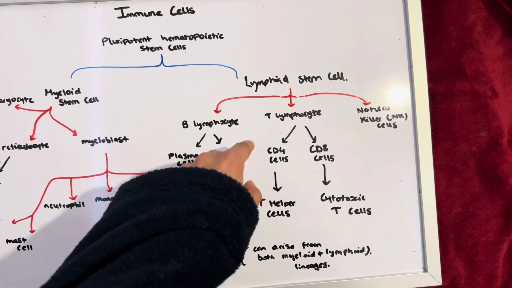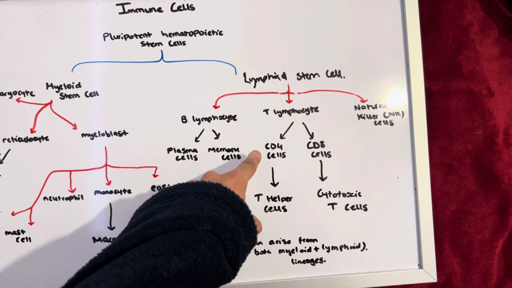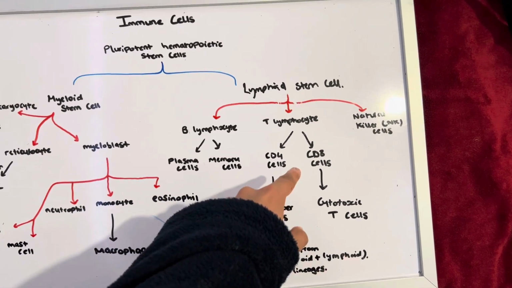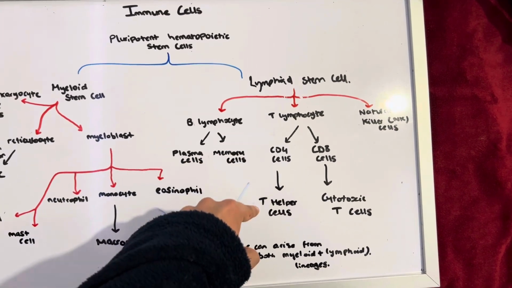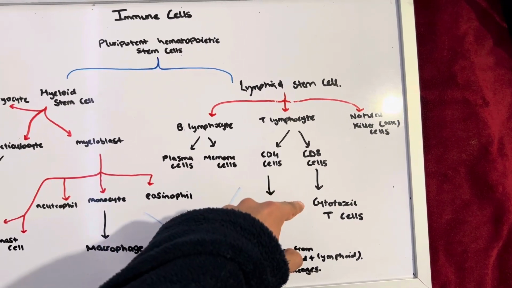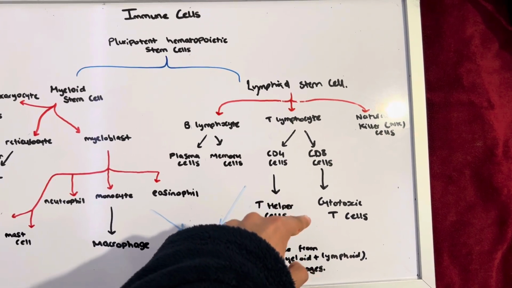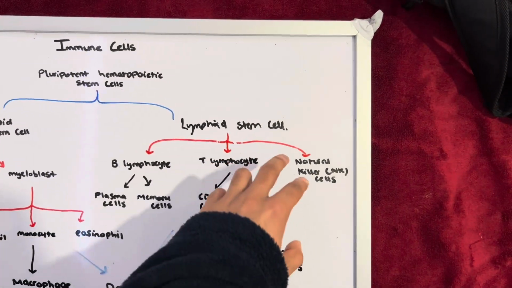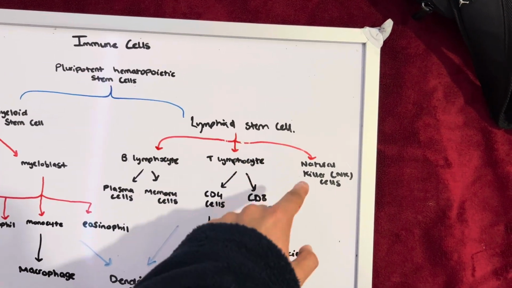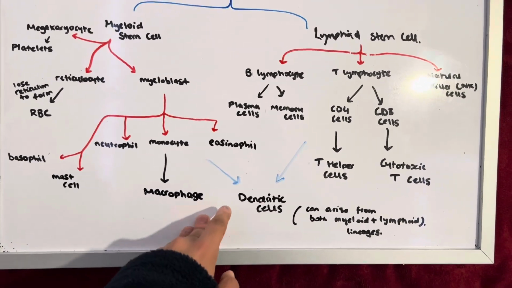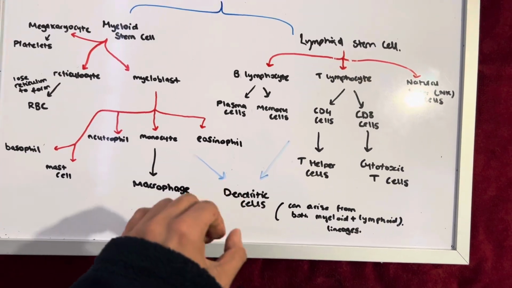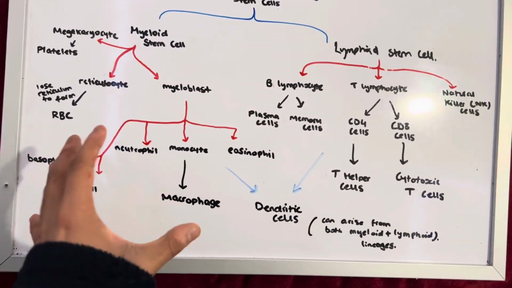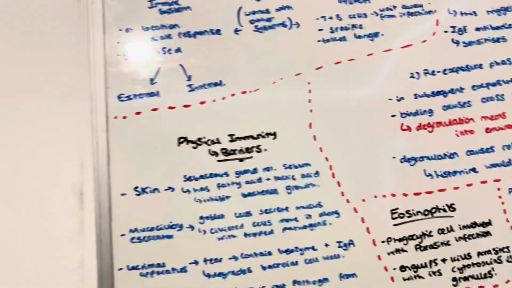Then our T lymphocytes would form our CD4 cells, which would have a CD4 receptor, and also our CD8 cells, which similarly would have a CD8 receptor. CD4 forms our T helper cells. CD8 would form our T killer cells or cytotoxic T cells. That's involved with apoptosis as well as cell lysis. And then we've got, like I said before, our natural killer cells. The other video expands more on that. And we've got our dendritic cells. I've placed them in the middle because they arise from both our myeloid lineage and our lymphoid lineage. So that's a very quick overview. Let's get straight back into our immunology then.